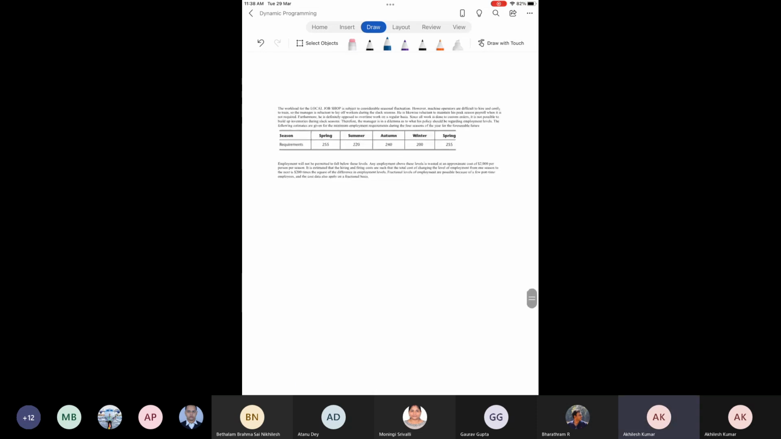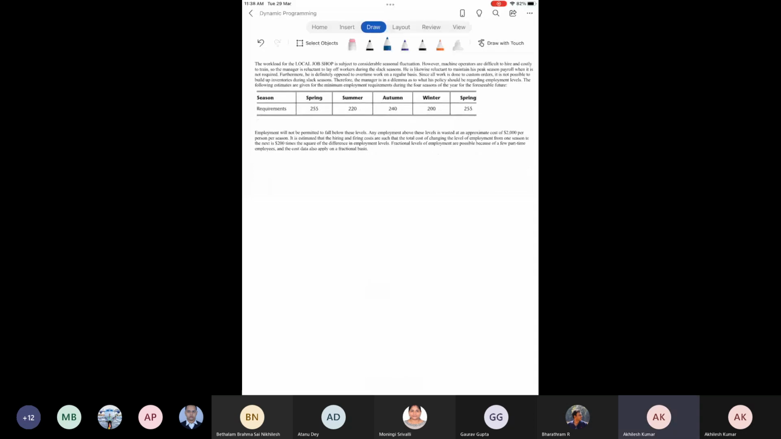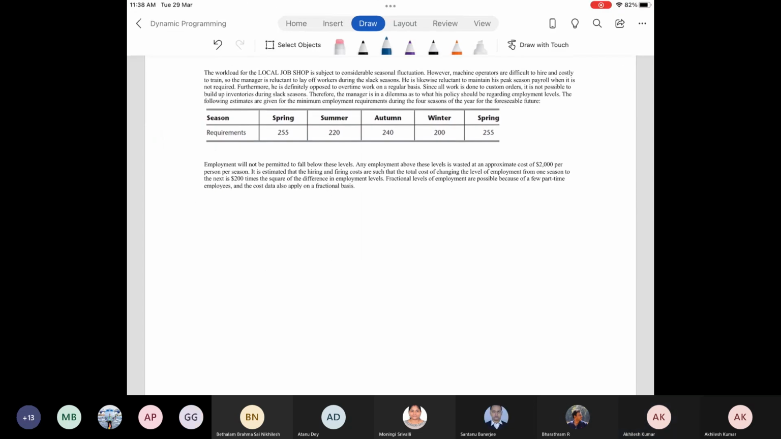Read this question carefully. We'll start this question and we'll continue it on Thursday. So now we are going to see a scheduling problem. How to schedule a production planning problem. Are you guys able to see it or is it too small? Sir, can you make the screen landscape? Yes, sir. Okay. So we can see it now.